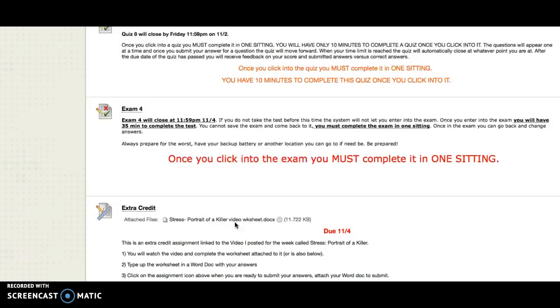What you can do is take a picture of your worksheet once you've filled it out. You can retype that worksheet into a Word document, whatever you choose to do. You just want to click on the assignment here and upload it. Attach the document or whatever you decide to do that has all your answers in it. And that's going to be due by Sunday, November 4th.